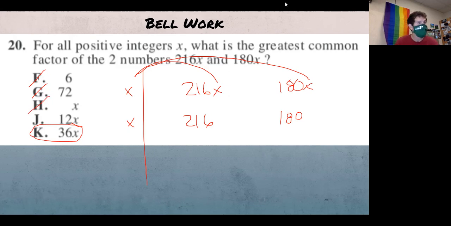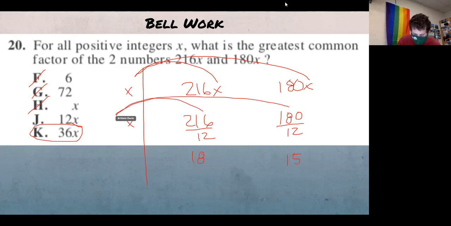This is a multiple choice question, so you can try both of those. And when I say try them, I mean this: divide both of these by 12. Do you get an answer? In this case, 216 divided by 12, I get 18. 180 divided by 12, I get 15. So essentially, I pulled 12 out of both of these.